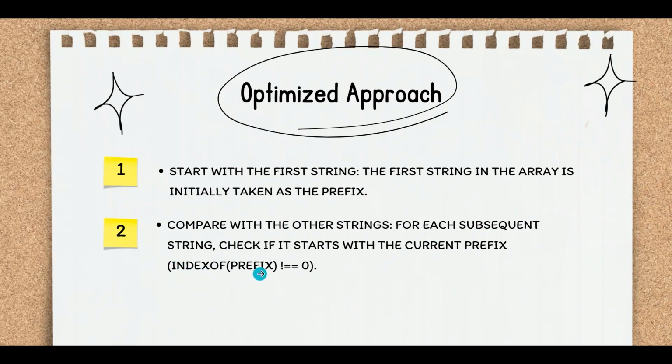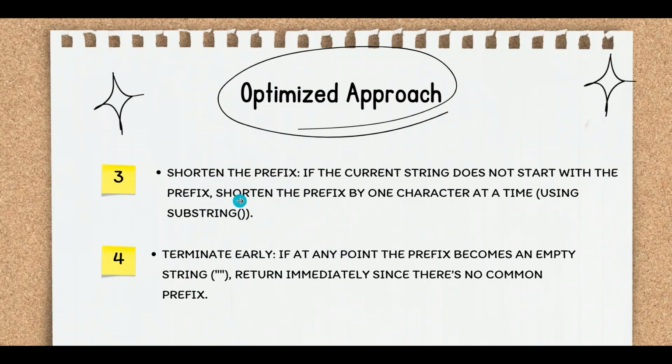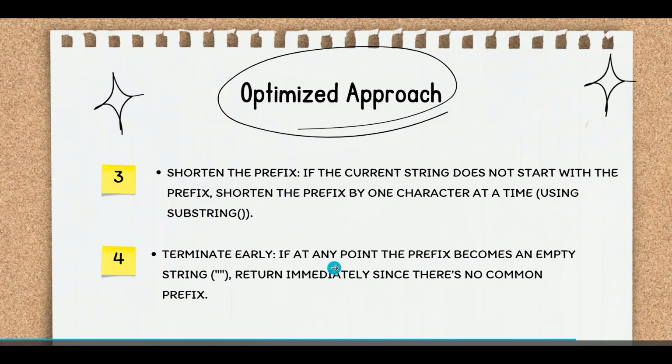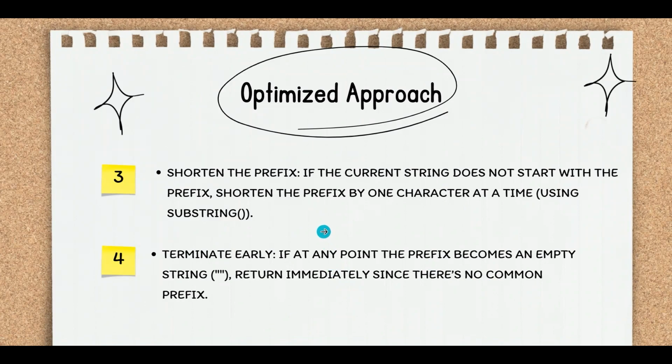Okay, so this is index of prefix not equal to 0, and then shorten the prefix. If the current string does not start with the prefix, shorten the prefix by one character at a time using the substring. So what we're doing, we just shorten the prefix. We don't go with the vertical approach, we go with the horizontal approach, and terminate early if at any point the prefix becomes an empty string, and return immediately since there is no common prefix. So let's go with the code and understand how we solve this.